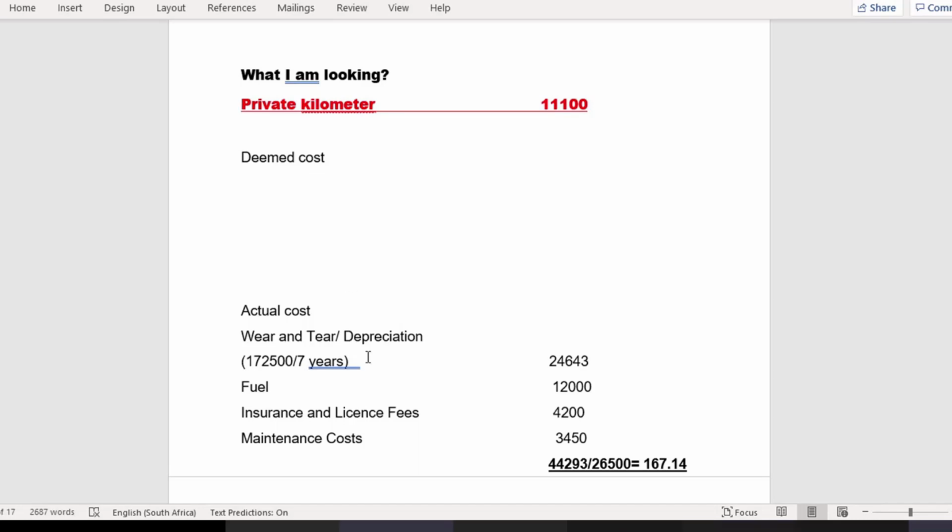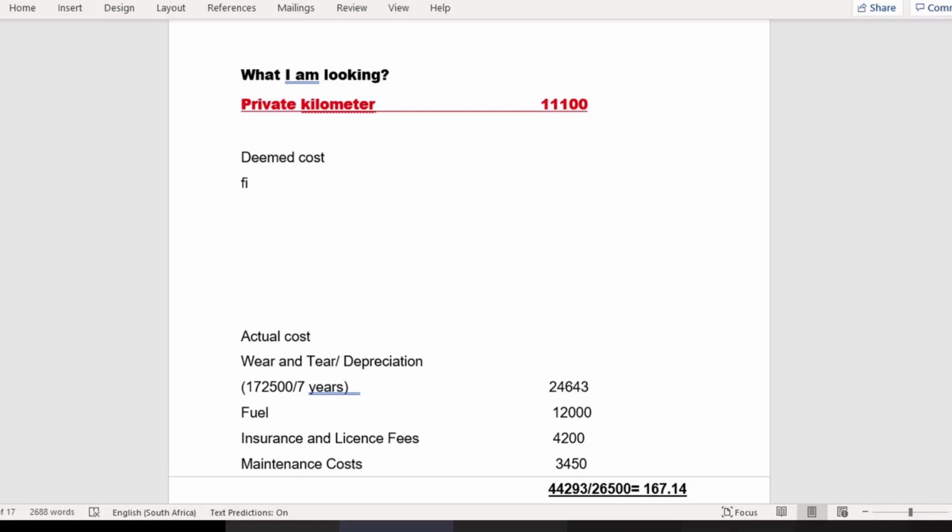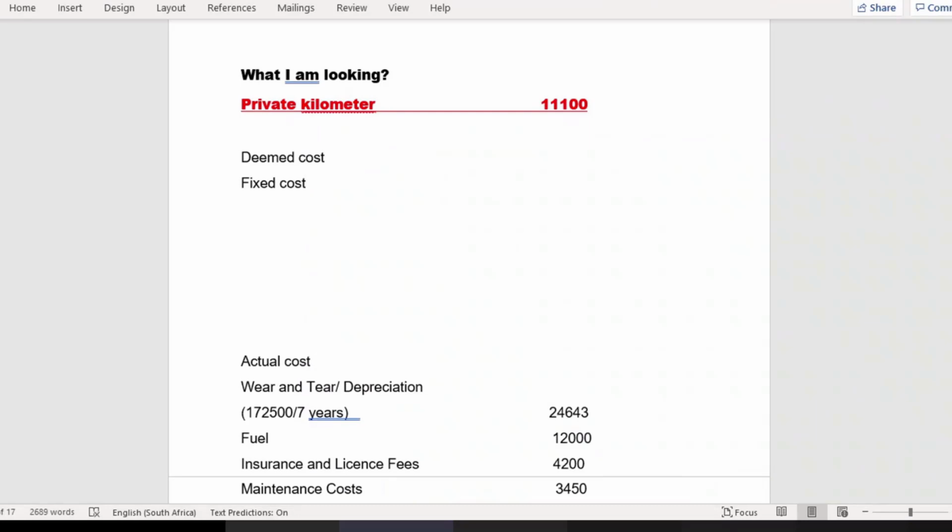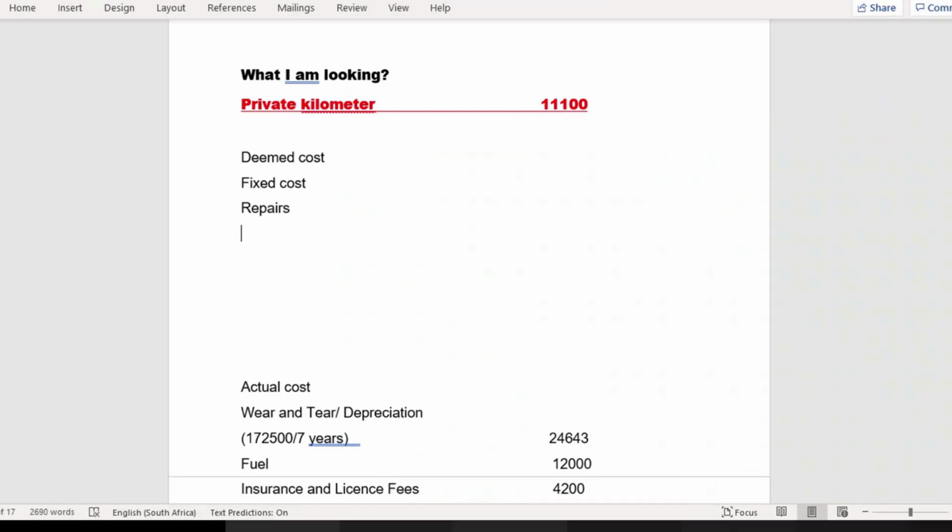Can we get to the deemed cost? Please mute yourself. Please mute yourself. Thank you.